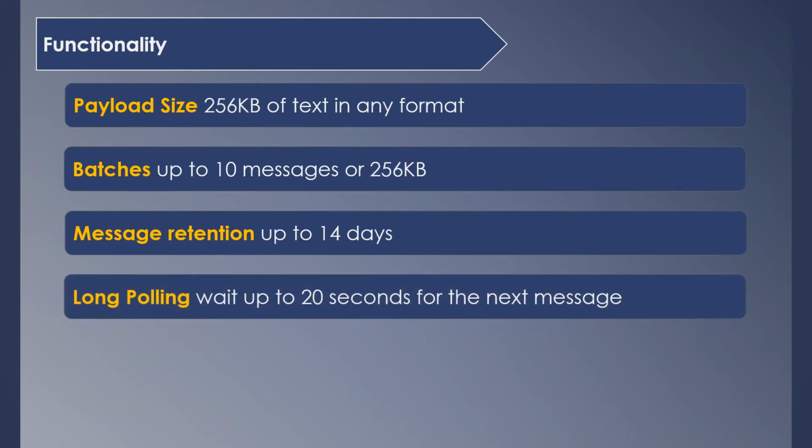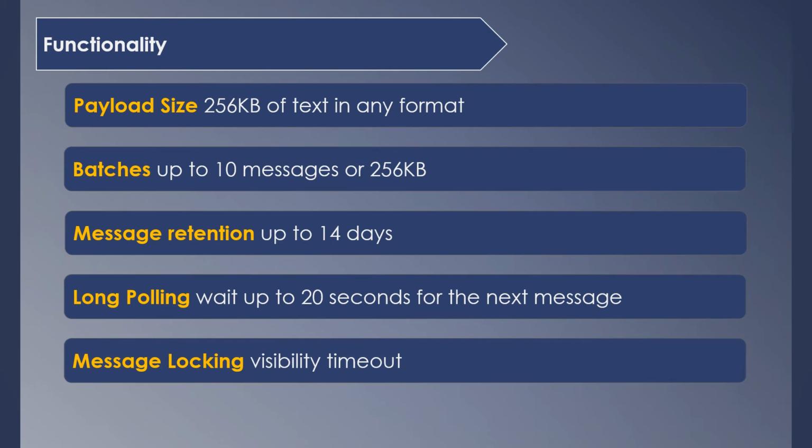Long polling helps in reducing the number of times your queue is being polled for messages, thereby reducing the cost. When your queue is empty, long polling requests wait up to 20 seconds for the next message to arrive. Also, this costs the same amount as regular requests. This is also called receive message wait time.